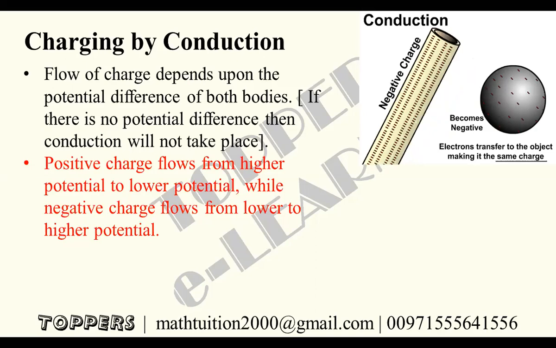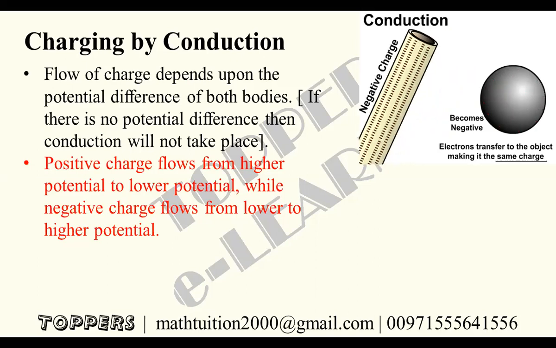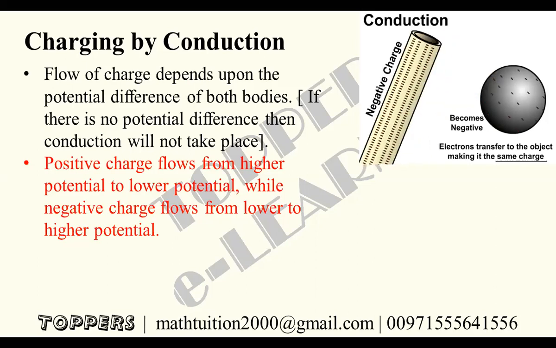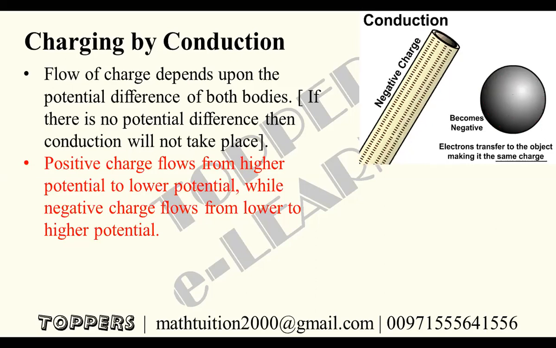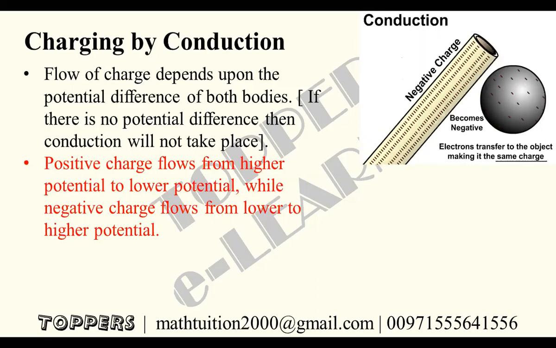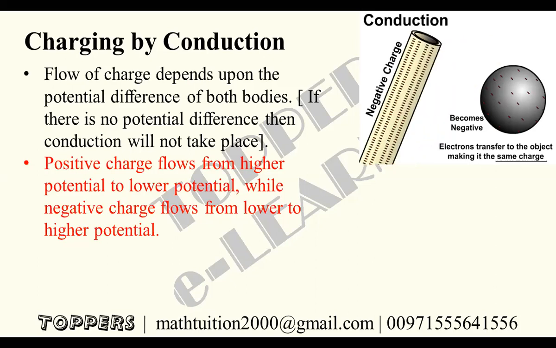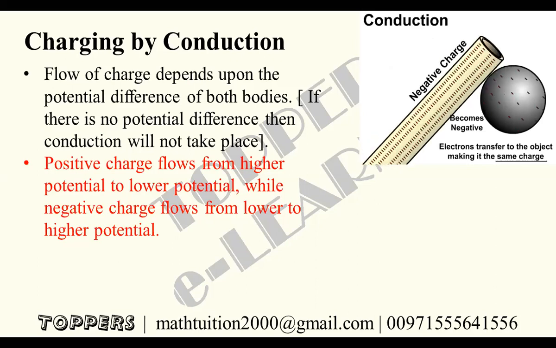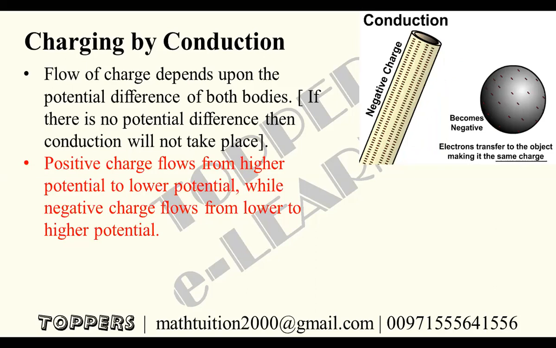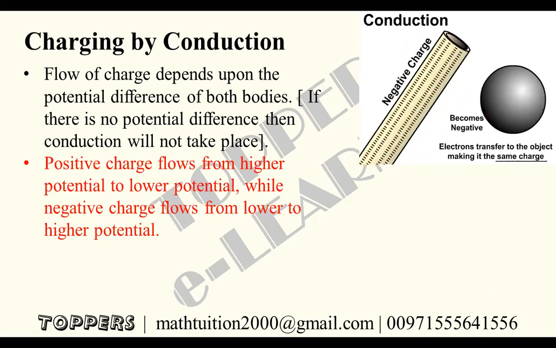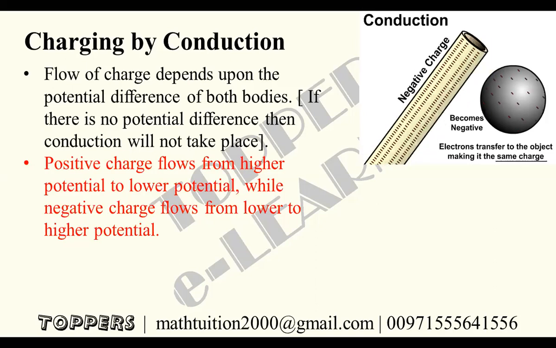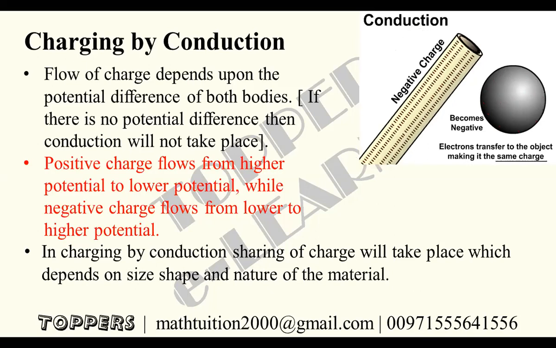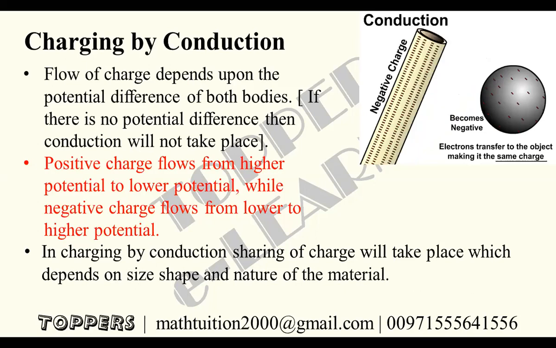When we say charges are flowing, what is basically happening? Electrons are transferring, right? So when you say positive charge flows from higher potential to lower potential, actually electrons are flowing from lower to higher potential. Electrons are basically moving from one object to another, or transferring from one material to another, right? So in charging by conduction, sharing of charge takes place, which depends on size, shape, and nature of the material.